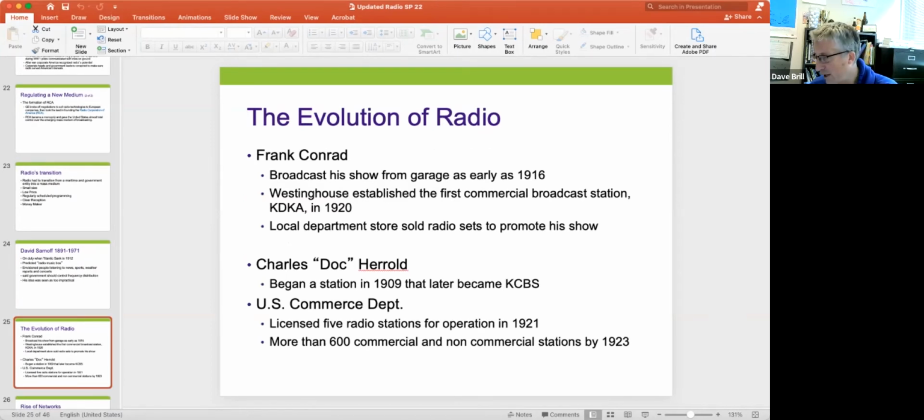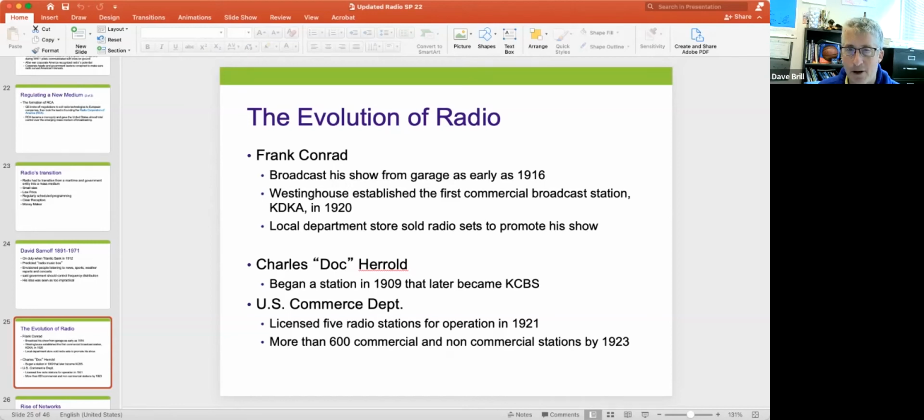Let's talk about Sarnoff's legacy, because it's all connected to this as we go through here. Frank Conrad is someone who broadcast his show from his garage as early as 1916. Along with Sarnoff, he is very much a huge part of radio history. He was a Westinghouse engineer. Westinghouse bankrolled him as he started to play around with this. He established the first commercial broadcast station, KDKA, in 1920.